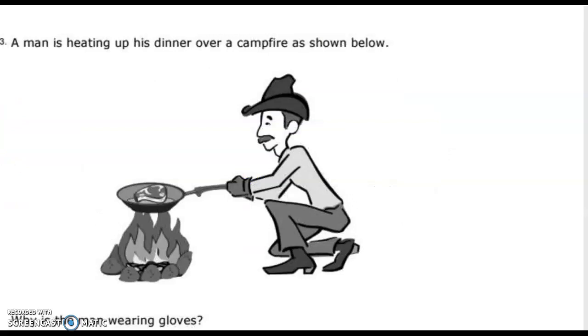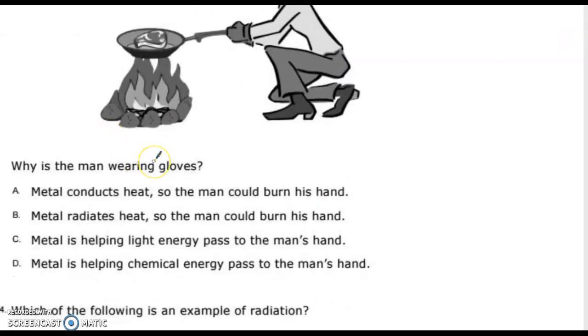A man is heating up his dinner over a campfire. When I first read this, I thought they were going to say convection, but they switched it up on me. Why is the man wearing gloves? Ophelia, why is he wearing gloves? Is it metal conducts heat so the man could burn his hand? That's a good answer. Does metal radiate heat? I guess technically it could. You could feel the heat coming off a pan, but that's really not a good answer.